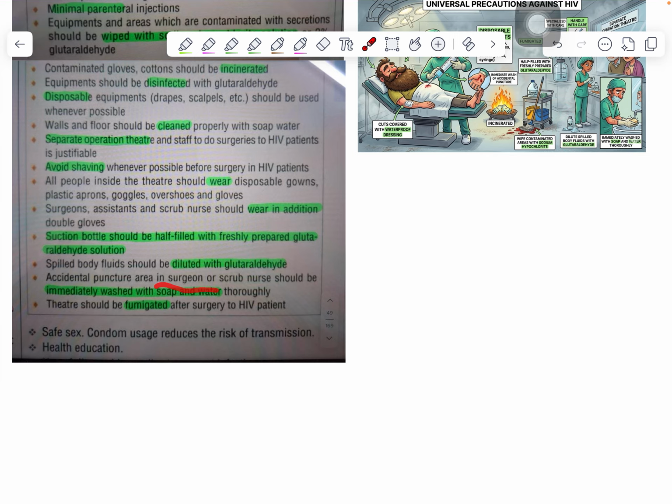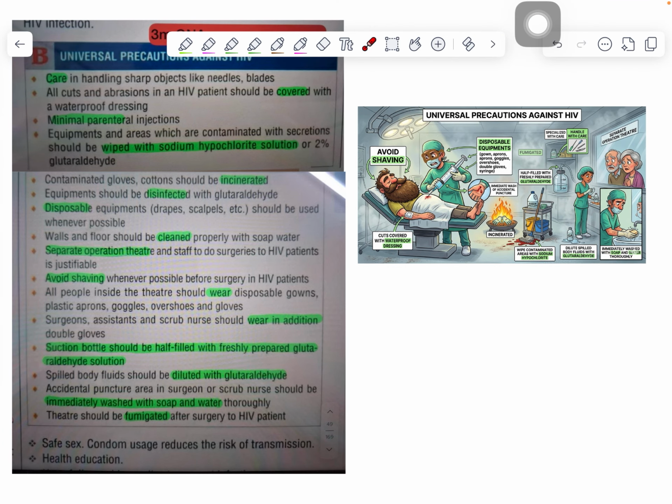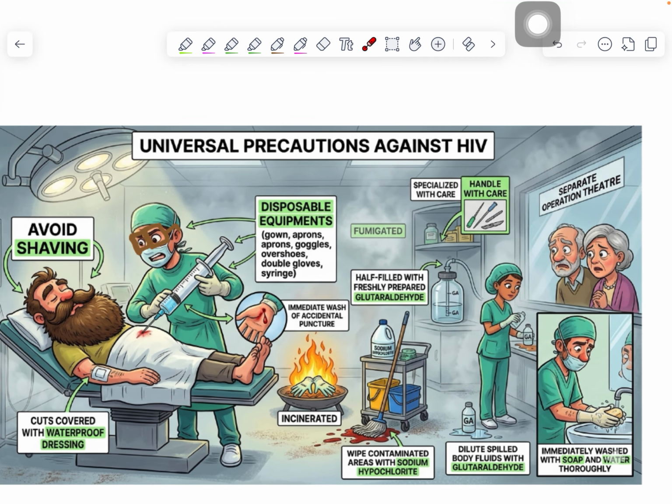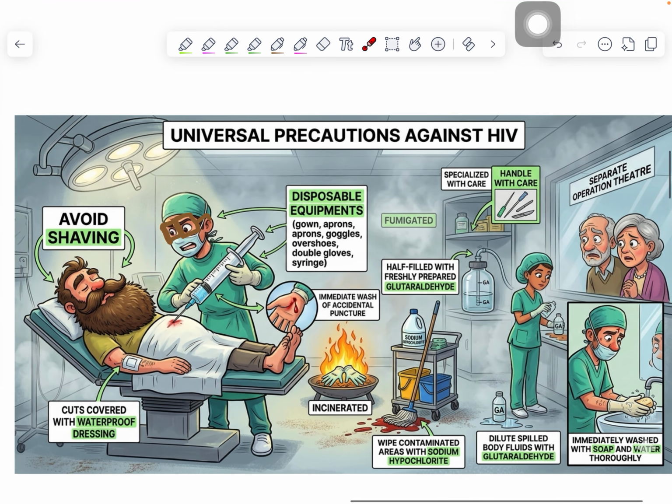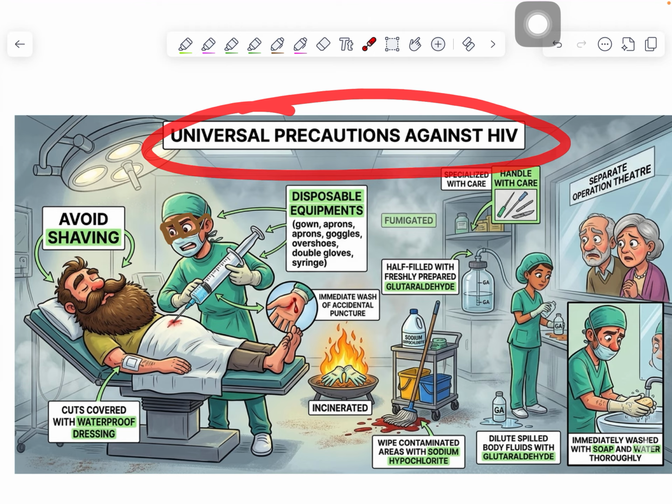Accidental puncture area in surgeon or scrub nurse should be immediately washed with soap and water. Here the surgeon is washing with the soap and water. Theatre should be fumigated after surgery to HIV patients. Fumigation, you can see here the theatre is being fumigated. So this is the visual mnemonic that you can remember, so that you remember the universal precautions against HIV.